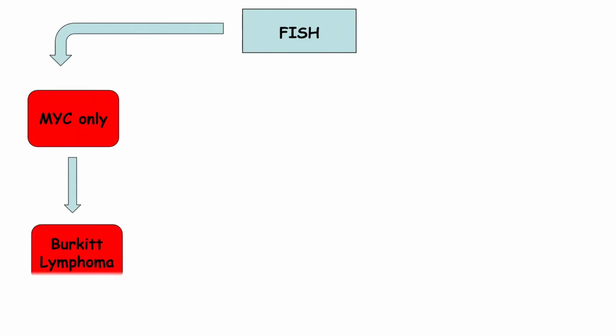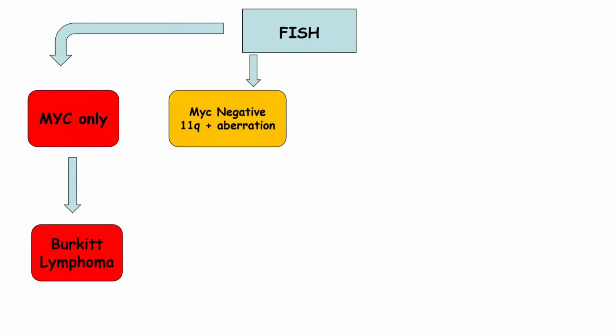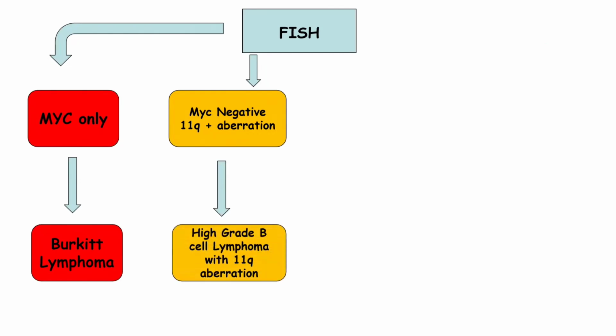So either it is MYC only positive, which means it is diagnostic for Burkitt lymphoma. Otherwise, we can also see the same morphology with MYC negativity on FISH and 11q aberration. This was previously called Burkitt-like lymphoma with 11q aberrations, but now it is called high-grade B-cell lymphoma with 11q aberration.